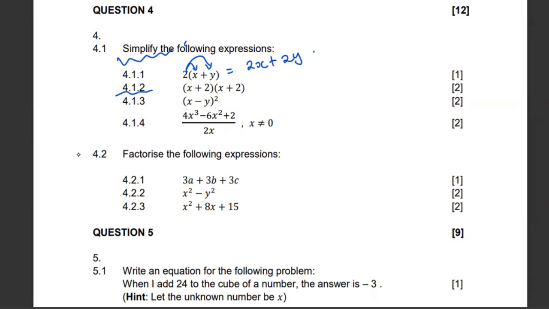And then 4.1.2, we have 2 brackets, then use the FOIL method. So it's x and x, we get x squared. x times 2, it's going to be 2x. And then this 2 times x, so also 2x, and then 2 times 2, we get a positive 4. Simplify this, we have x squared plus 4x plus 4.